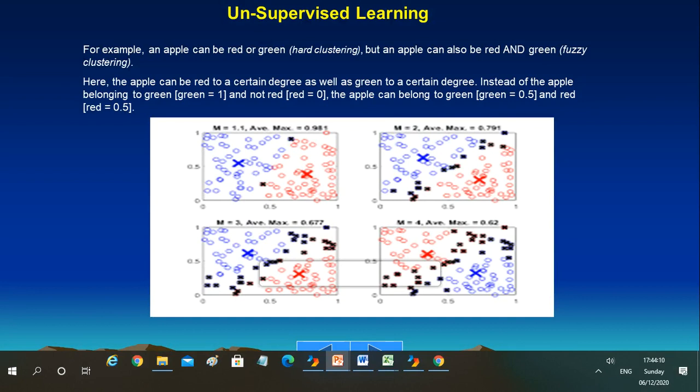For example, an apple can be red or green, that is hard clustering. But an apple can also be red and green. So, in fuzzy clustering, the apple can be red to a certain degree as well as green to a certain degree. Instead of the apple belonging to green, where green is equal to 1 and red is equal to 0, the apple can belong to both, where green is equal to 0.5 and red is equal to 0.5. So, that means it belongs to both the clusters.